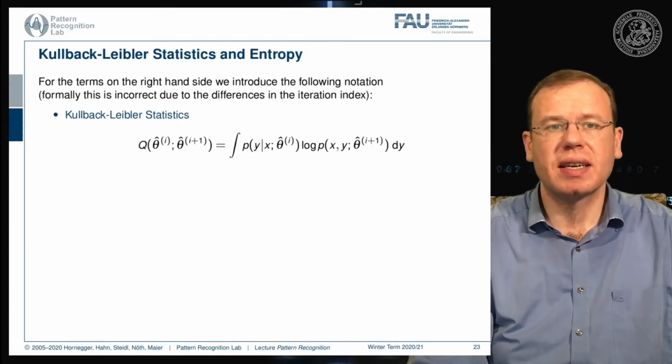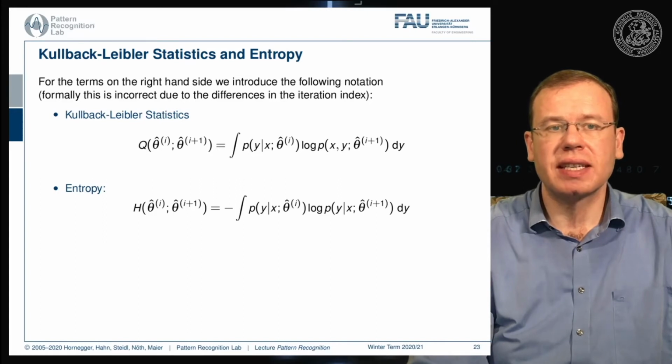Now if we look at the terms on the right hand side, we see that we can introduce the following notation. Formally this is a little bit incorrect, but it's just a small alteration of the iteration indices, and this then gives rise to the Kullback-Leibler statistics that can be expressed as Q of the parameter vector theta hat in iteration i and iteration i plus 1 is given as the integral of p of y given x times the logarithm of p of x and y and the integration over y. Furthermore, we observe the entropy, which is here defined as H, between our parameter vector theta hat at iteration i and iteration i plus 1. That is the negative integral over the probability of y given x times the logarithm of the probability of y given x and the parameter vector in the next iteration.